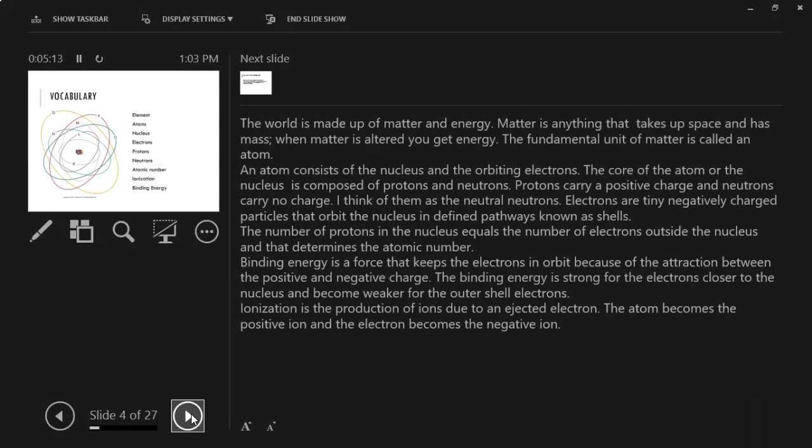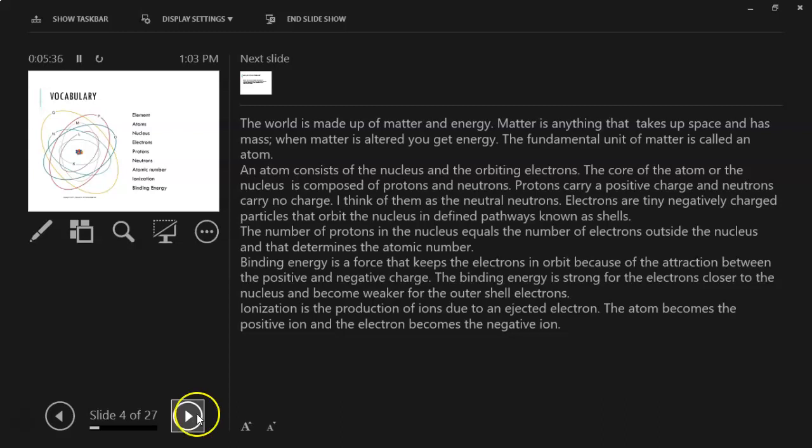Okay, so the world is made up of matter and energy. Matter is anything that takes up space and has mass. Takes up space, has mass, it's matter. And when matter is altered in some way, when you do something to matter, you make energy. The fundamental unit of matter is called an atom.